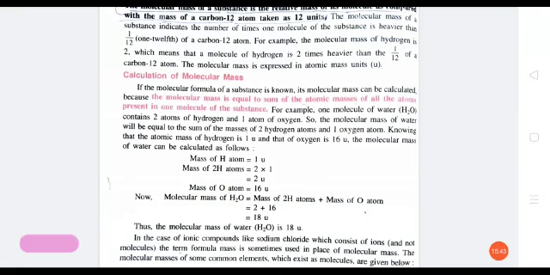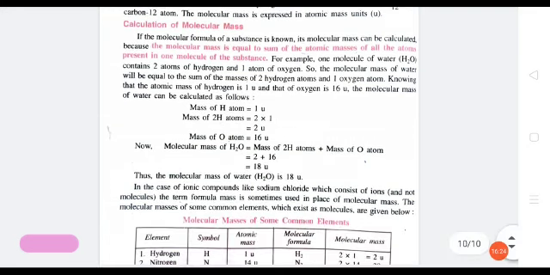So, it can be calculated as the mass of a hydrogen atom 1, and the mass of two hydrogen atoms. Why are we taking 2? Because the formula of water is H2O. So, 2 multiplied by 1, 2 u. Mass of oxygen is already 16. So, the molecular mass of H2O, that is water, will be the mass of 2 hydrogen atoms plus the mass of an oxygen atom: 2 plus 16, that is 18 u. So, the molecular mass of water will be 18 u. Here some of the molecular masses are given.